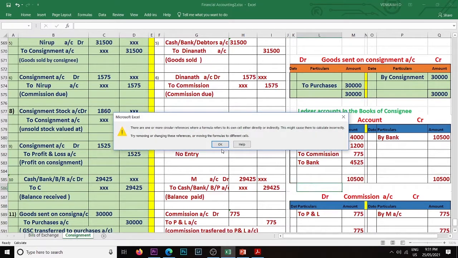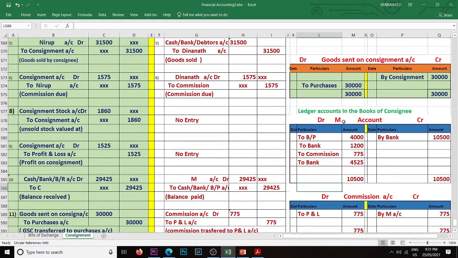Right. Now come to consignor account. Consignor is Dinanath. Check your journal entries. No advance. Consignee expenses 500. Consignee commission 1525. 1575.